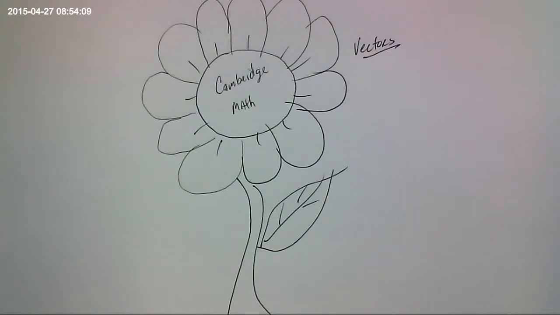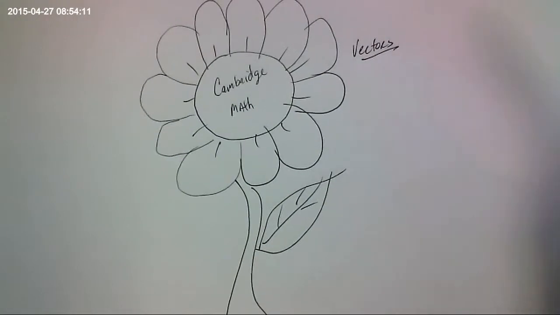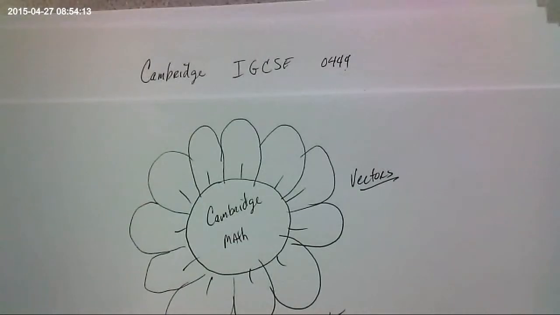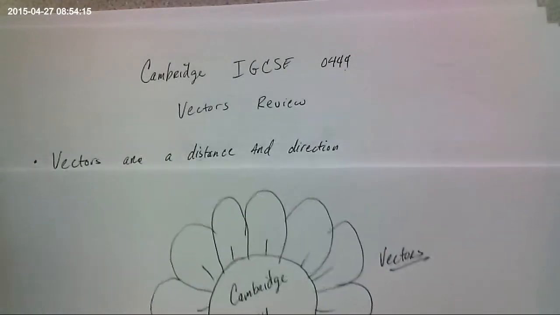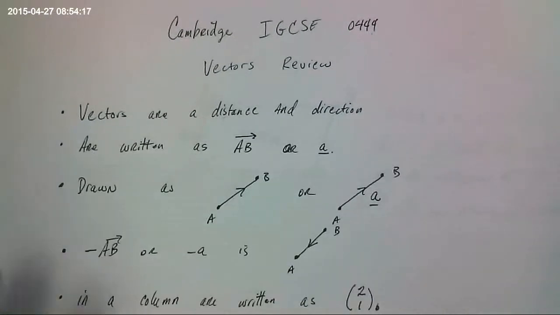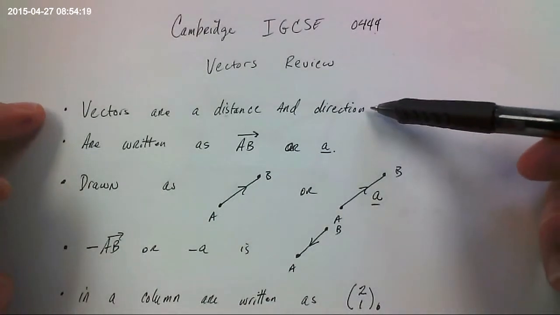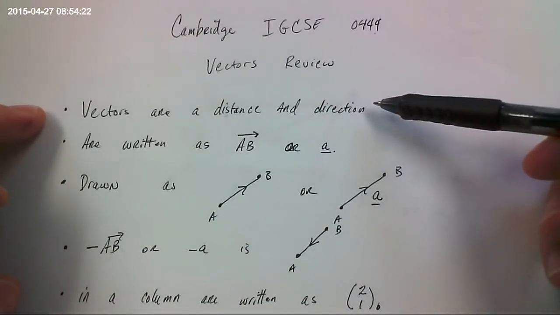Going to do a quick review of vectors for Cambridge Math, and let's get started. So here's the thing: vectors, they're both a distance and a direction.